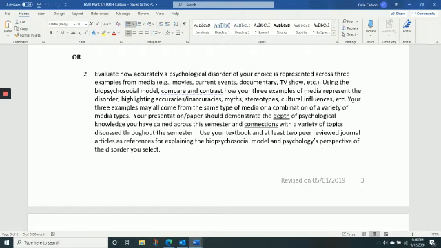So if you think that there's differences in how the different media that you choose portrays the disorder, you might talk about how some of those differences may be linked to cultural factors. So that could be history, it could be it's from different countries, it could be it was produced by different people from different cultural backgrounds. So basically there's an etc. here. So there's different things that you can examine in terms of how your 3 media examples represent the disorder.